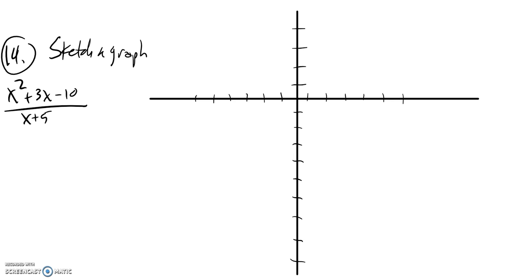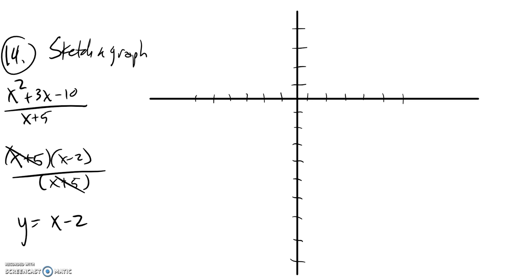And I know I'm going to have to solve that for 0 anyway, so let me factor that top right now. That numerator factors to x plus 5 times x minus 2. That's still divided by x plus 5, and notice that that divides out. So I'm left with y equals x minus 2. So really, I just have this line that goes through the point (0, -2) and has a slope of 1.